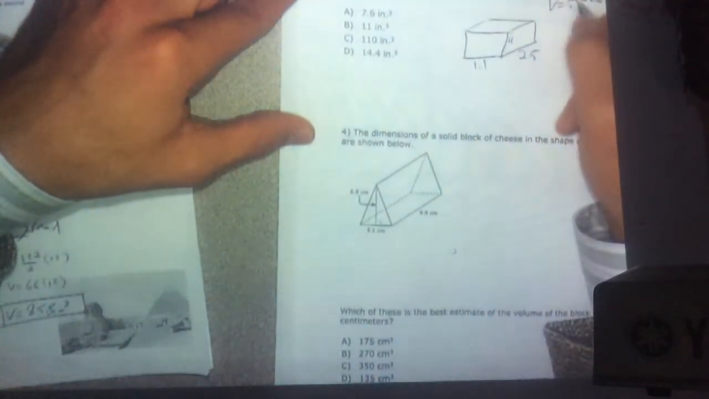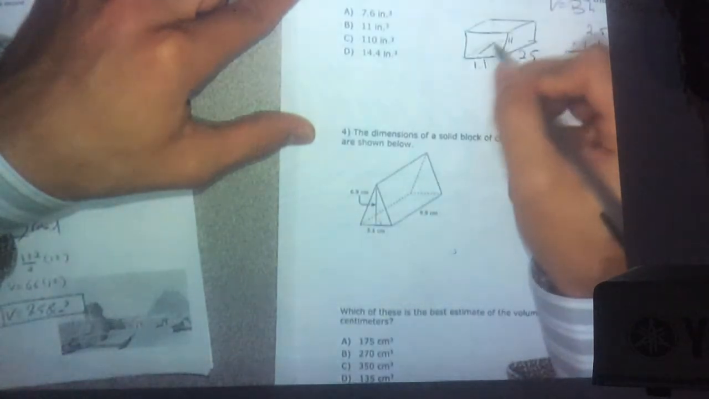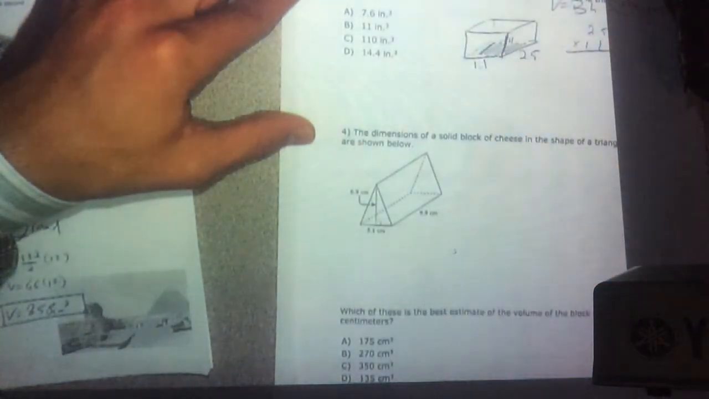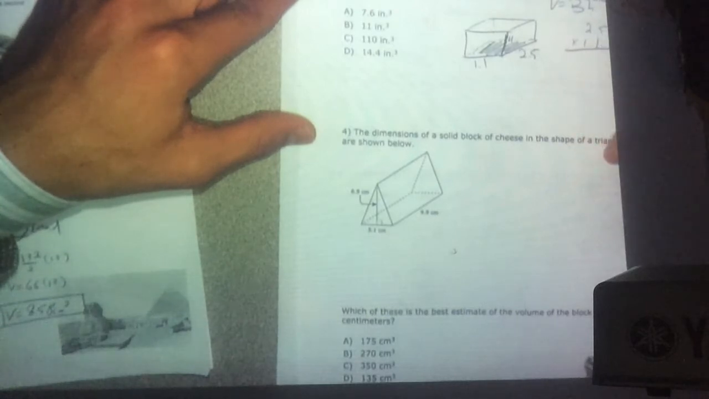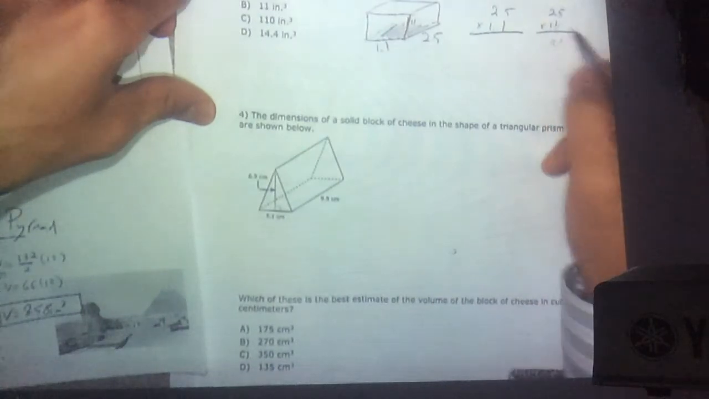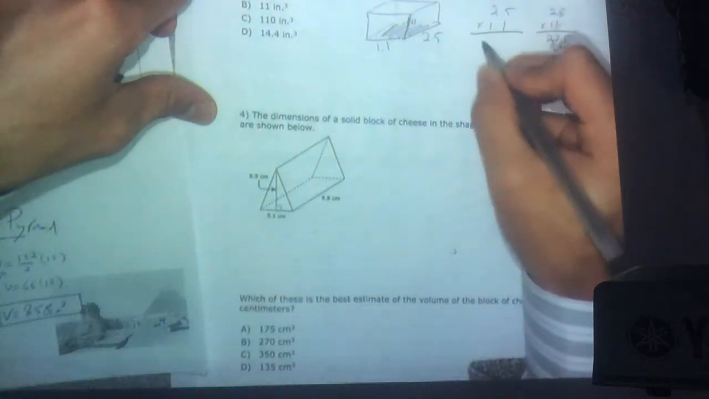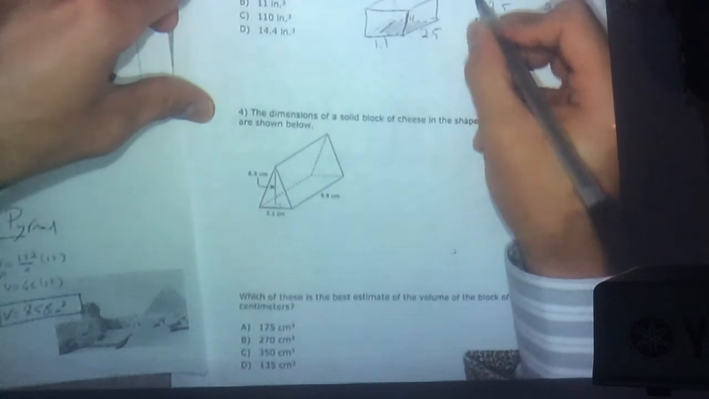So volume is equal to big B, the area of the base, times height. So we're going to solve for this and then multiply by how tall it is. And if you're having trouble with this multiplication, just treat it as 25 times 11, and then move the decimal place 2 spaces over, because there's 2 decimal places. So you get 275 and you move it over, it becomes this. So it's going to be 2.75 for the area of the base.